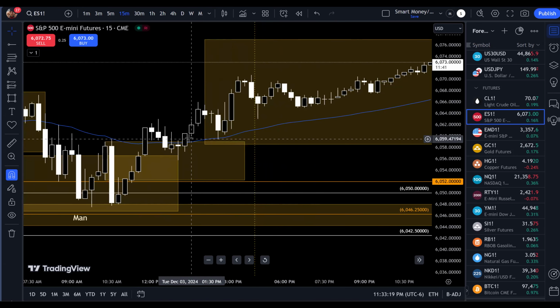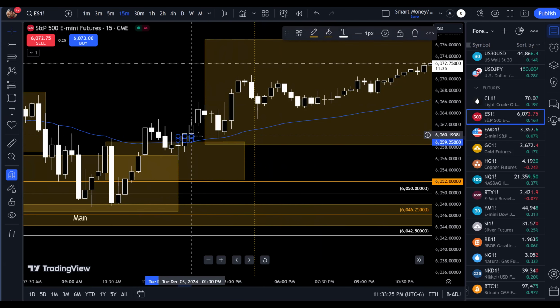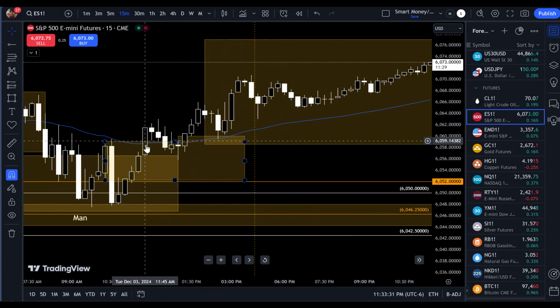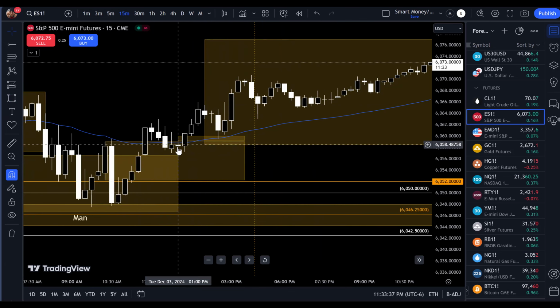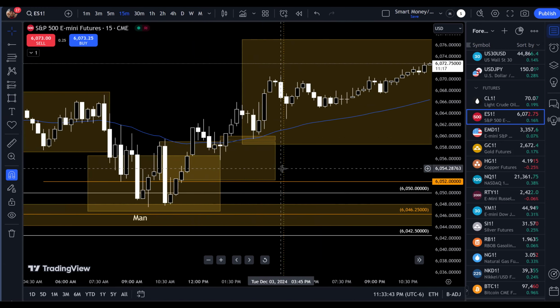Fair value gap here. Price came down, tapped. See this little fair value gap? It's small, tiny. Right there. And even this one, you could have got in on this fair value gap as well. Price came down, respected the breaker, closed the fair value gap, and then boom, this was your trade entry.